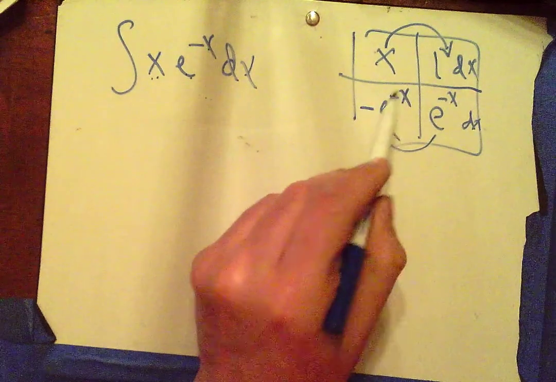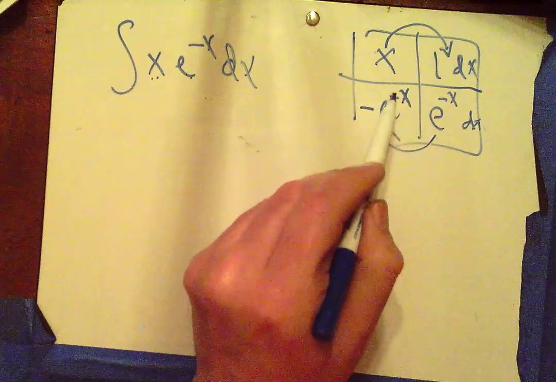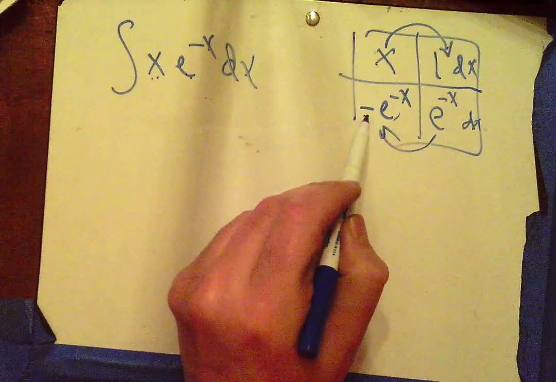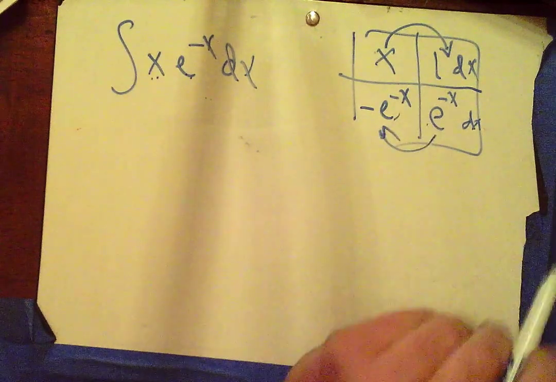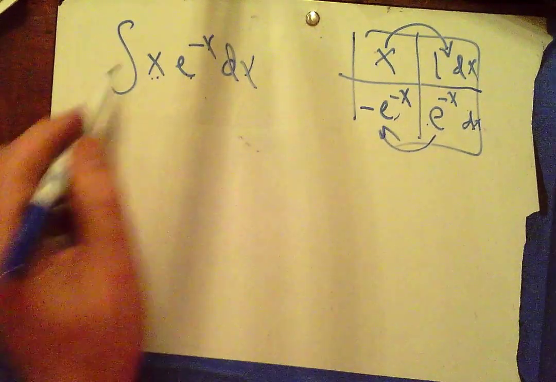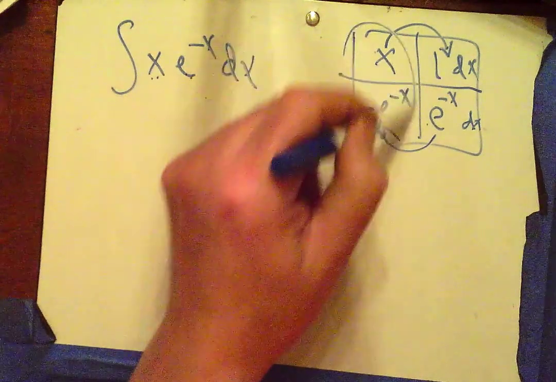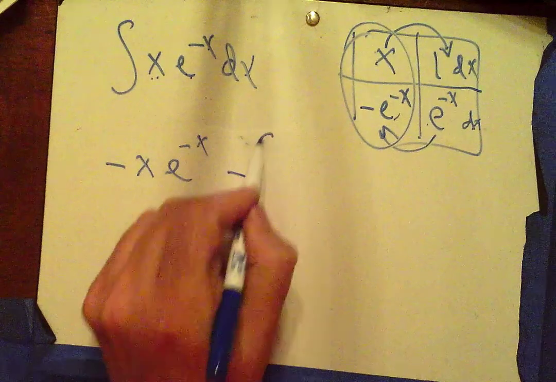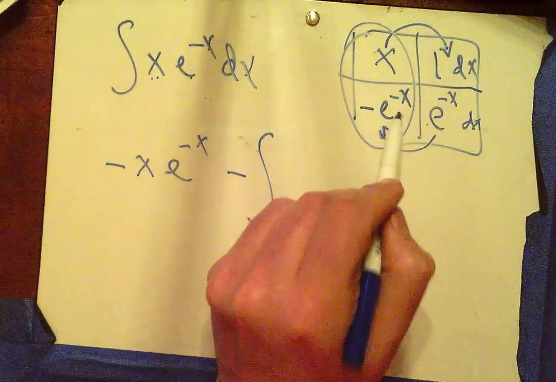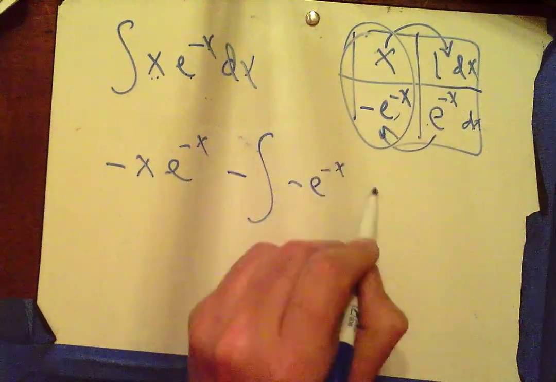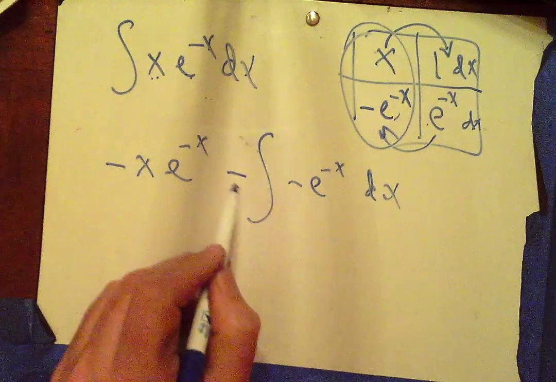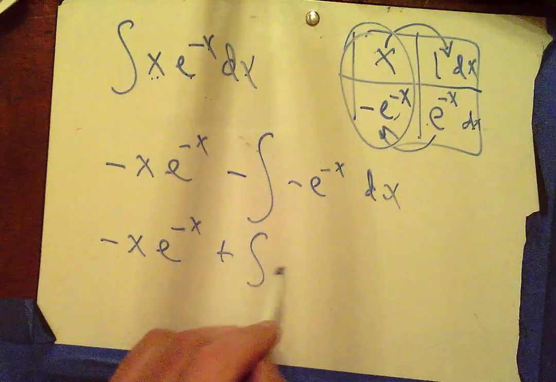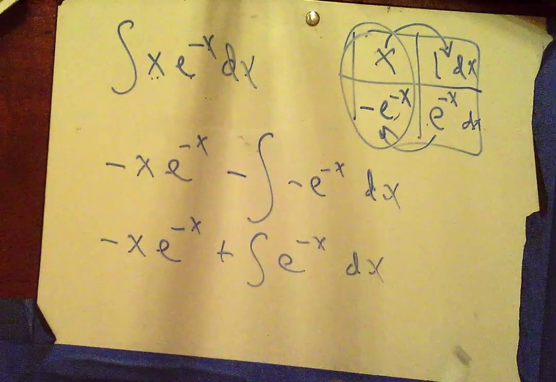If you take the derivative of this, e to the minus x is e to the minus x times the derivative of the inside. That's going to be negative 1 times this negative. That makes that positive. Great. Now, what's our recipe here? Well, our recipe is this times this, negative x e to the minus x, minus the integral of this times this, negative e to the minus x dx. I'm going to pull that out, so I'm going to have negative x e to the minus x plus the integral e to the minus x dx.